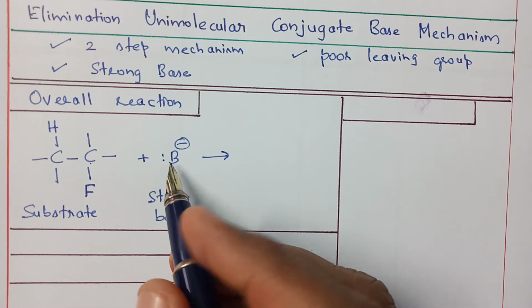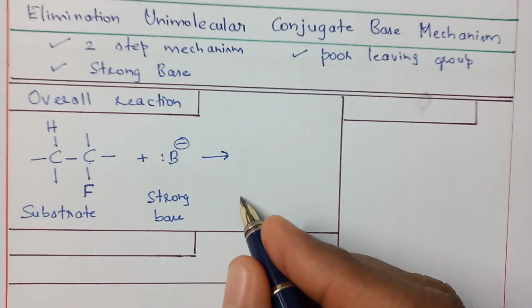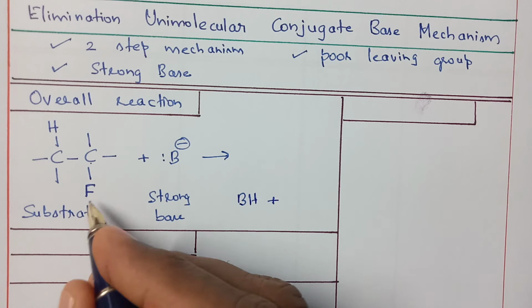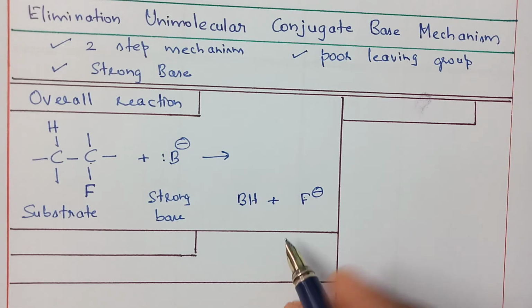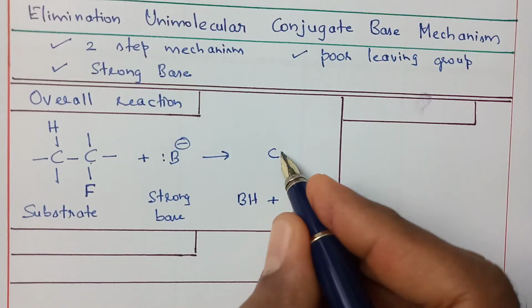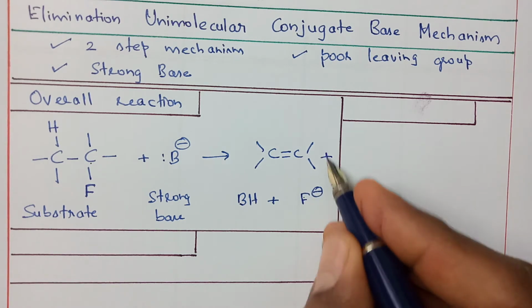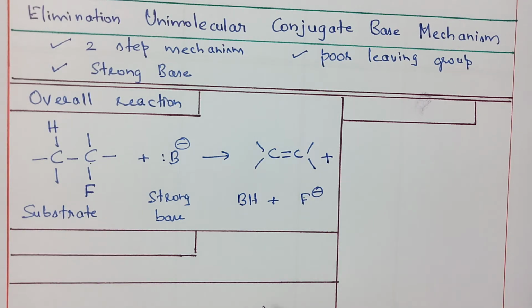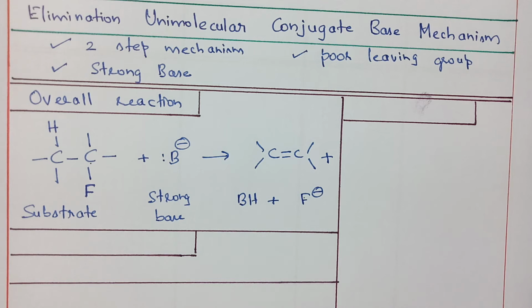Here this base will abstract the beta hydrogen and we will get BH. Fluorine will go out in the form of F minus, fluoride ion, and the resultant C double bond C is formed. That implies we are getting an alkene. This is the overall reaction which we are going to consider. Here a single bond is converted into a double bond. One hydrogen and one fluorine are eliminated. Therefore it is an elimination reaction.